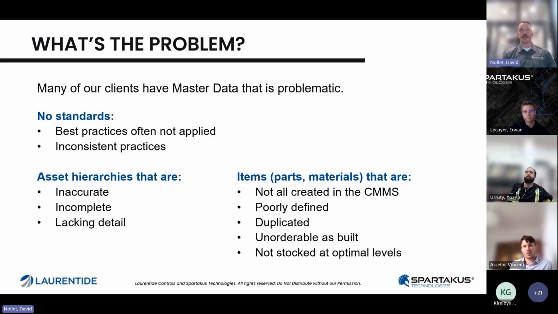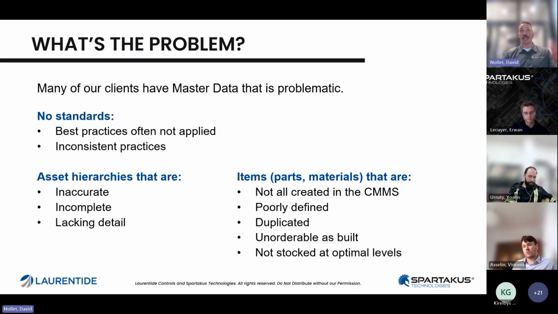I've got duplicate parts, which end up in duplicate inventory, which is money on the shelves. I've got unorderable parts. I made a part in there, but I didn't even put the manufacturer's name or vendor's name. So now, how do I even go about purchasing that part? That's junk data.